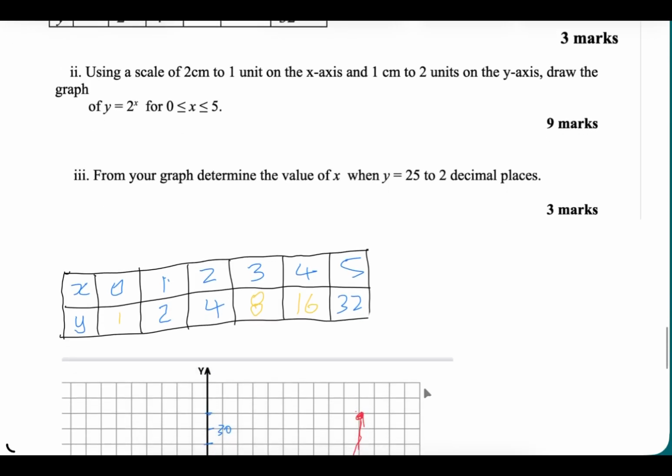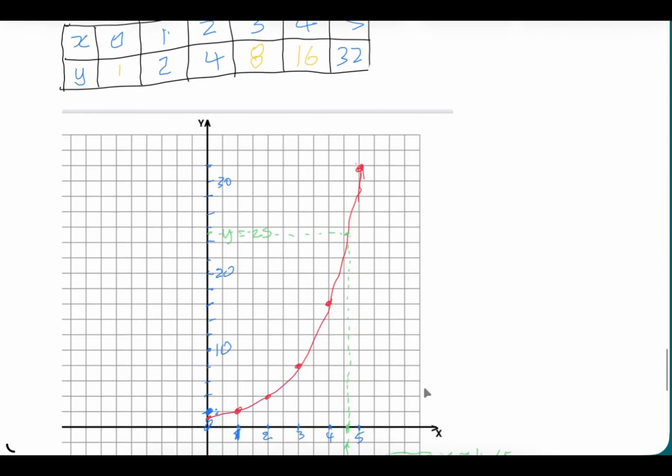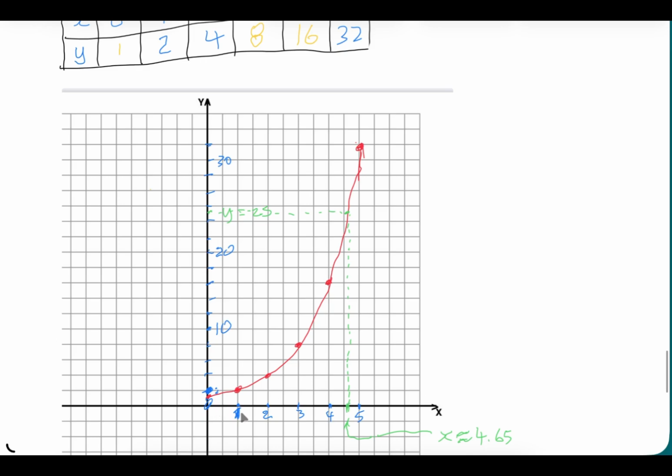Now let us look at the graph. We need to use the correct scale. Remember, on your x-axis, you need 2 centimeters. So you count 1, 2, and you put 1 unit, and so on. Another 2 for the 2, another 2 for 3, another 2 for 4, and another 2, you go to 5. On the y-axis, 1 space, 1 centimeter, represents 2 units: 2, 4, 6, 8, 10. So 5 spaces is 10, then 20, then 30, and so on. Each of these in between is 2.